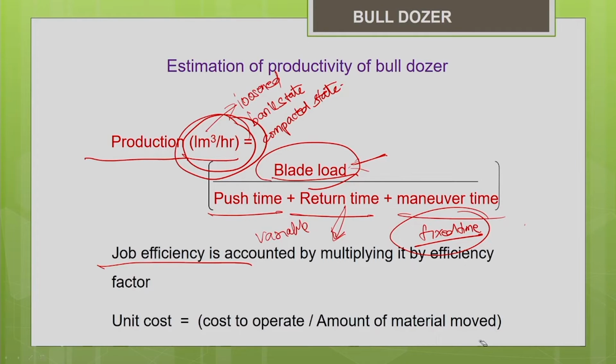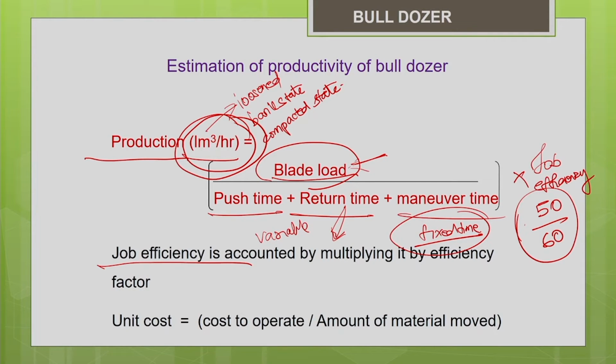So, how much time is the machine operated in an hour? That is the working efficiency, or job efficiency, that you have to take into account and multiply by. How do you multiply? Say my machine is working for 50 minutes in an hour, then 50 divided by 60. This is my efficiency factor. You have to multiply the productivity obtained with this efficiency factor.